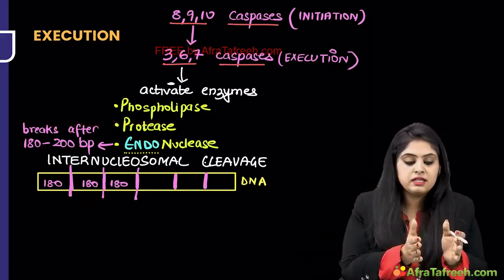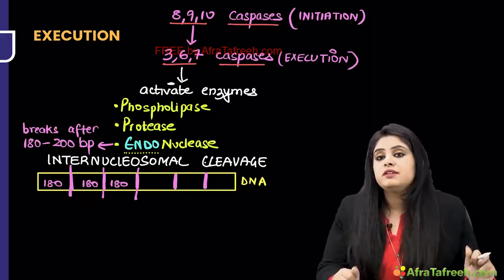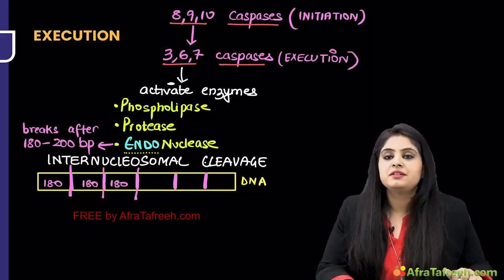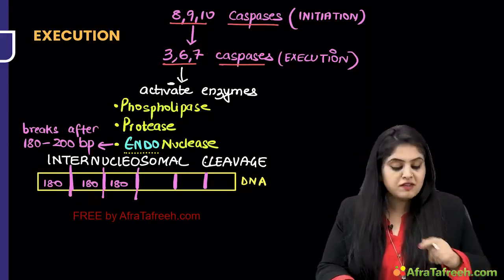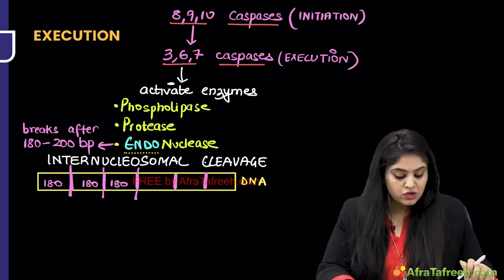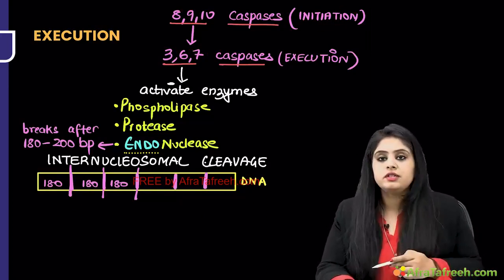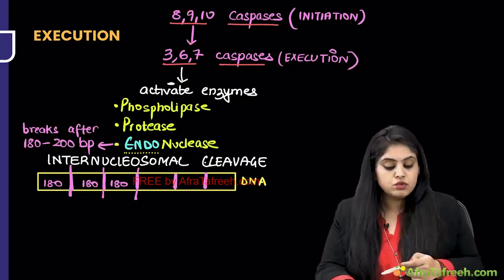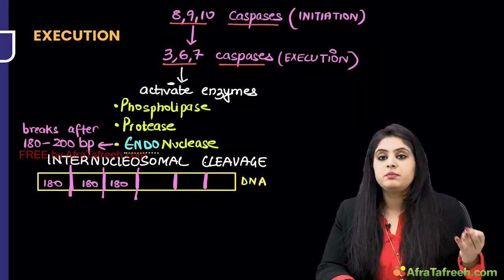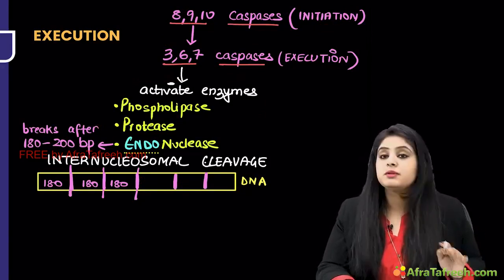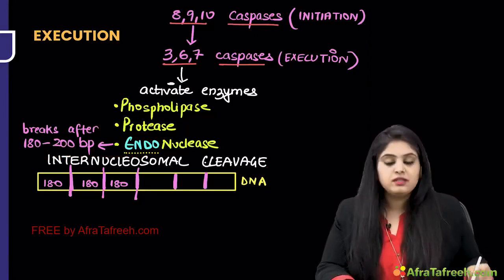So is it cutting in packets of 180, then 180, then 180? In a while I'll tell you something called step ladder pattern. And if I ask you what is the reason of step ladder pattern, this is going to be the reason. So give me another 5 minutes and we'll apply this knowledge. So I have ultimately realized that to break a cell, first I did initiation, caspase 8, 9, 10. Then I did execution, caspase 3, 6, 7. They activated further enzymes, 3 enzymes: phospholipase, protease, nuclease. The nuclease is a little bit of a VVIP nuclease. It's an endonuclease, which is going to carry out internucleosomal cleavage.